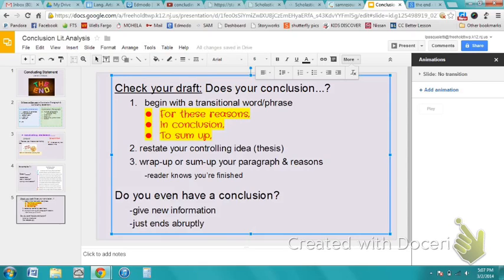Do you have a conclusion? Some of you may have forgotten or left off the conclusion. Maybe you give new information or it just ends abruptly and we're not really sure where the rest of it is going or if you're going to give us more information. So if that's the case, go back and see if you can add a strong conclusion that has the restating, summing up, and using of transitional words.